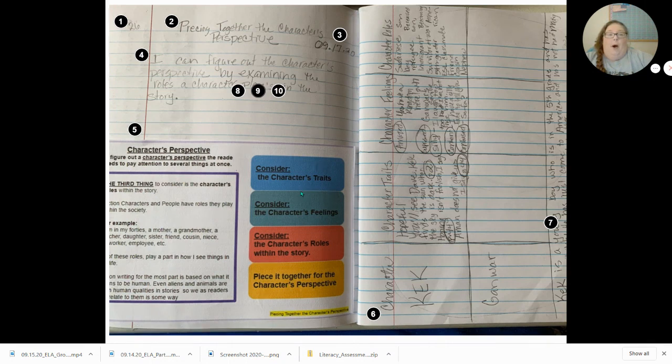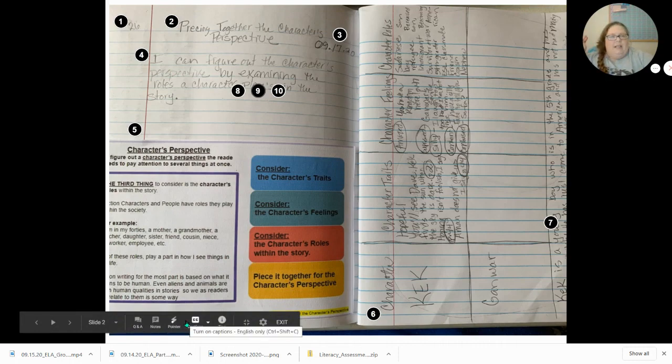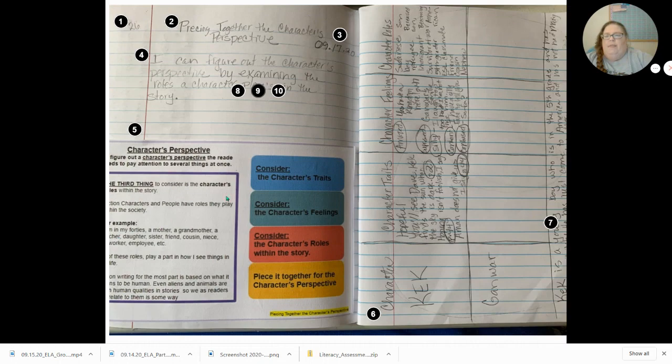You might want to hit pause so that you can set up your Reader's Workshop notebook. Don't forget the page number, the title, the date, the I can statement. Ignore this 8, 9, and 10. It's a mistake. And this is our little insert for today. It's a lot less than what it was yesterday. And this is focusing on the third thing, which is part of our lesson.